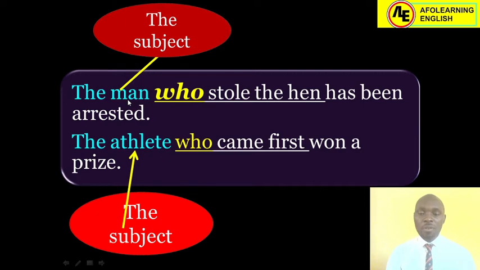The athlete who came first won a prize. Who came first refers to the subject, the athlete. The athlete won a prize and is the performer of the action of coming first. The performer of the action of what? Coming first. And this who refers to that person, which is who? The athlete. And the athlete in this sentence is the subject. So who, like I said earlier on, is often used in a sentence to refer to the subject. And don't forget, the subject is the doer or the performer of an action in a sentence.